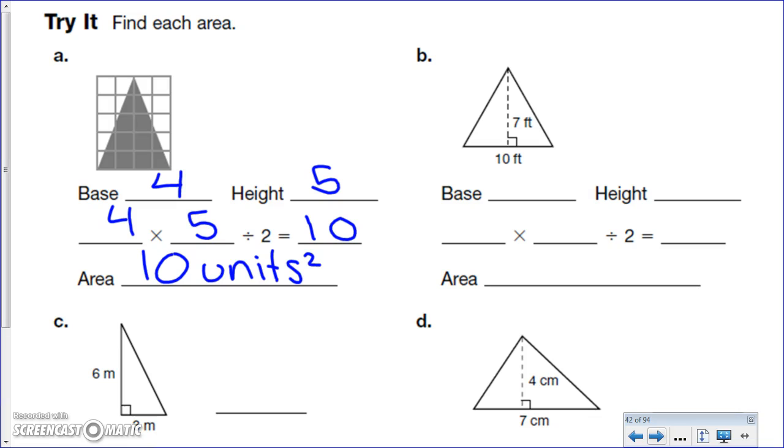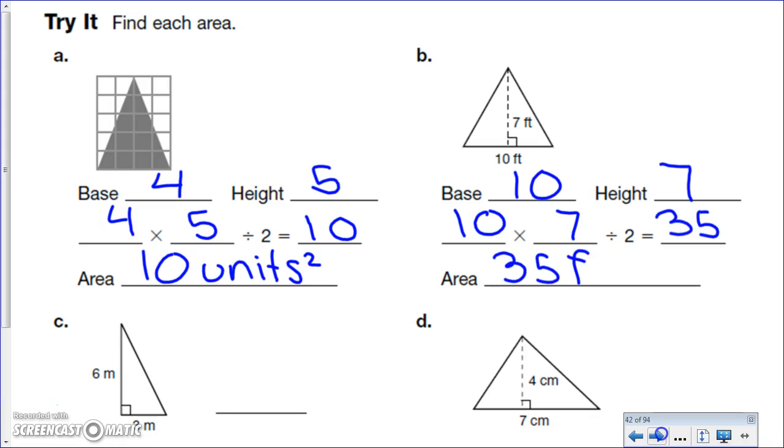In B, we have a base of 10 feet across, and the height, just like in parallelograms, is shown by a dashed line, and we know that's 7 feet. So then we're going to fill them in on the formula row, which is the second row here. We know that 10 times 7 is 70, divided by 2 is 35. So we get 35 feet squared, and we have to remember to put the little 2 after the unit because that's what tells us it's area.